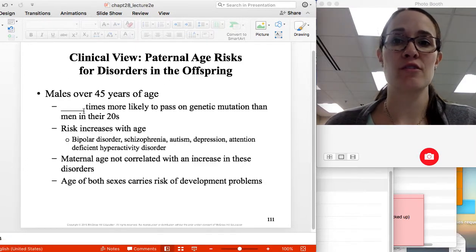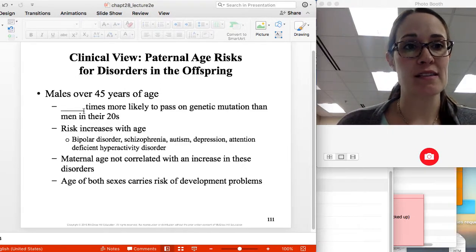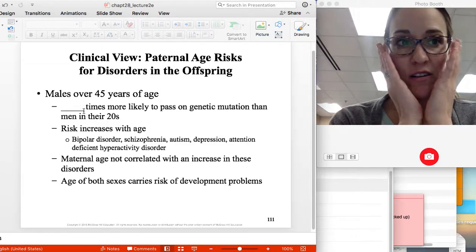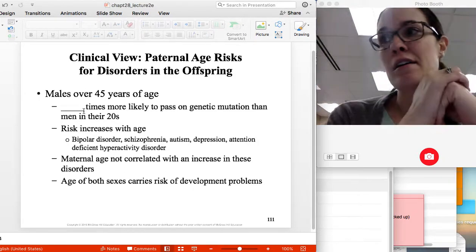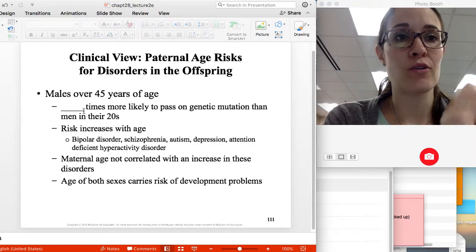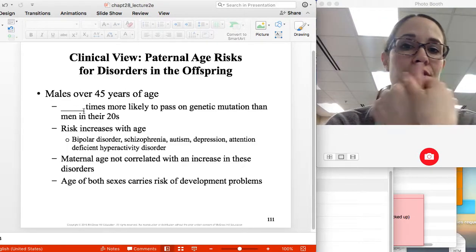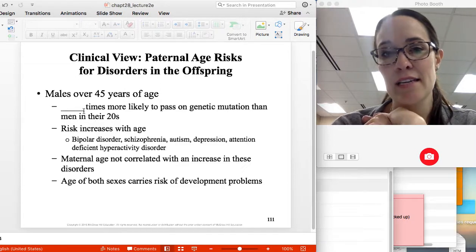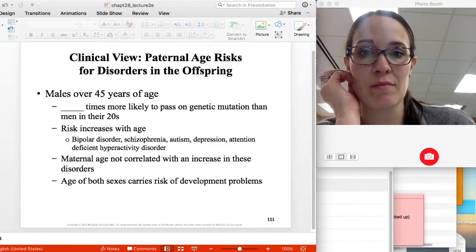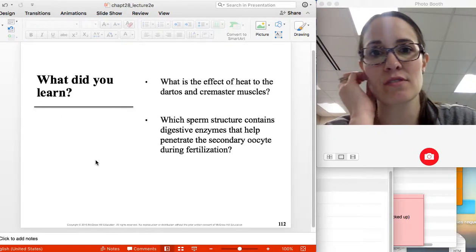So some things that can happen with males as they age. Males over 45 years of age are 4 times more likely to pass on a genetic mutation compared to men in their 20s. So this is interesting. Personally, when I think about genetic mutations and an age-related factor with giving it to your children, I typically only hear of women. But males also, the older you are, you have more of a chance to pass on a genetic mutation. Things like bipolar disorder, schizophrenia, autism, depression, ADD, and ADHD. Those are specific to the men. But age of both sexes carries risk of developmental problems like Down syndrome.